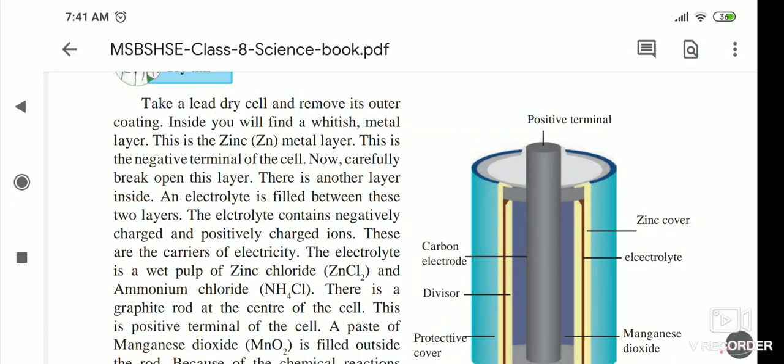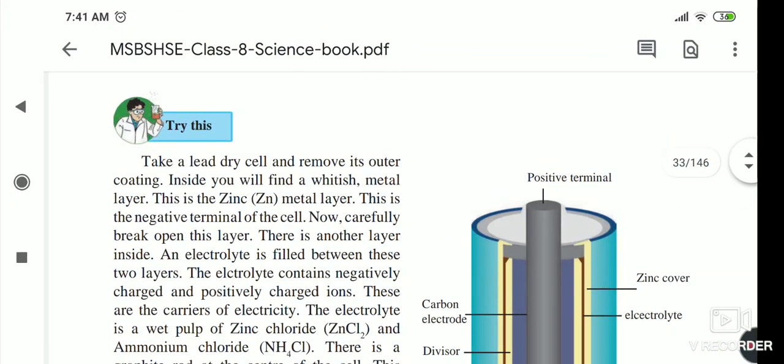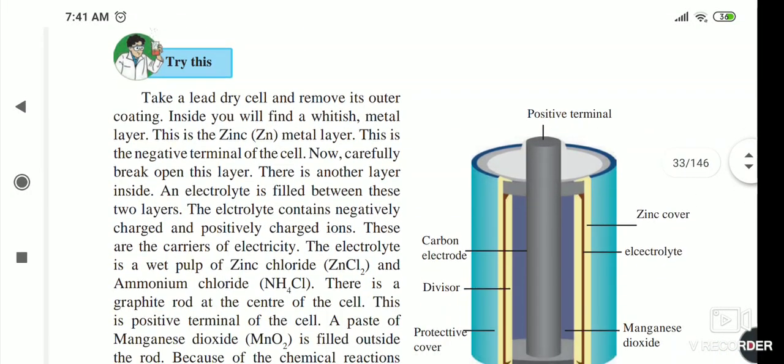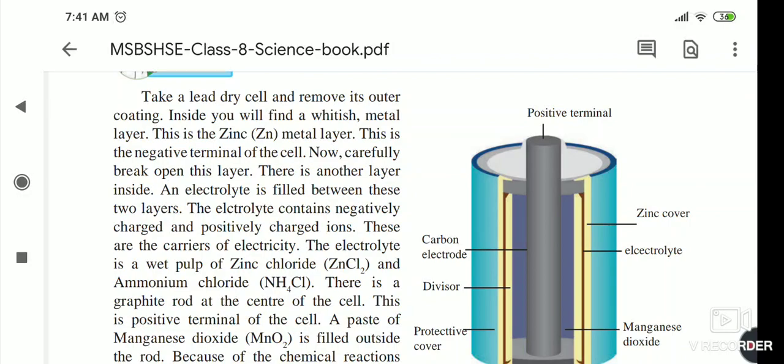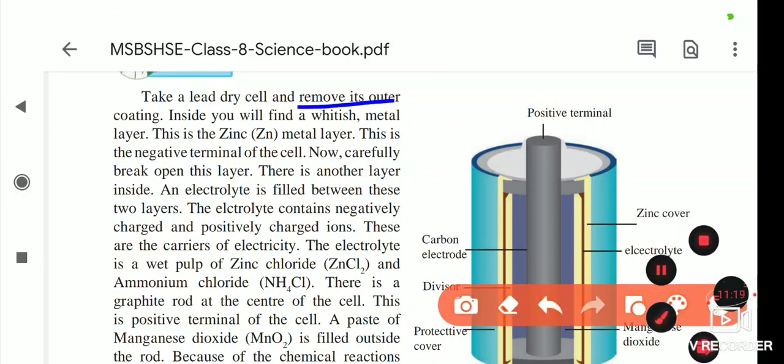Now you saw the structure of the dry cell. Now we will discuss the structure. If you have a dry cell, meaning any cell which is not working, just open it and see the structure simultaneously. Take a dead dry cell and remove its outer coating. Now we have to remove its outer coating.